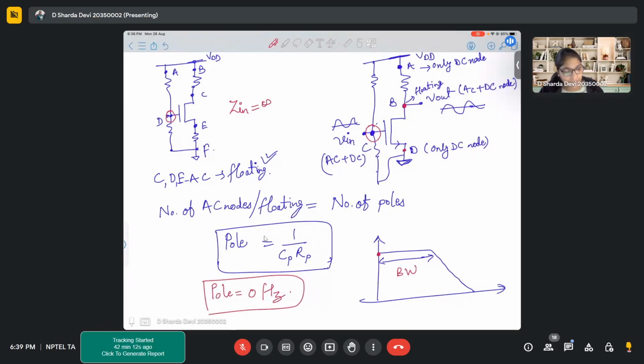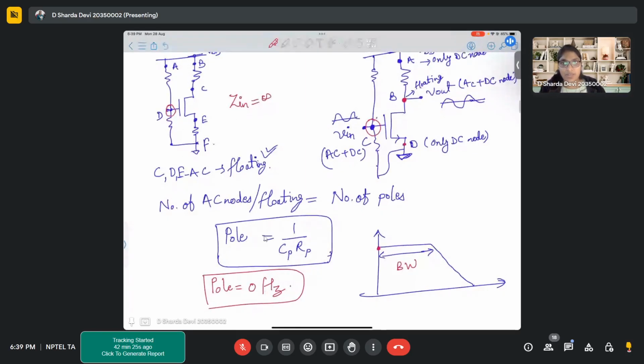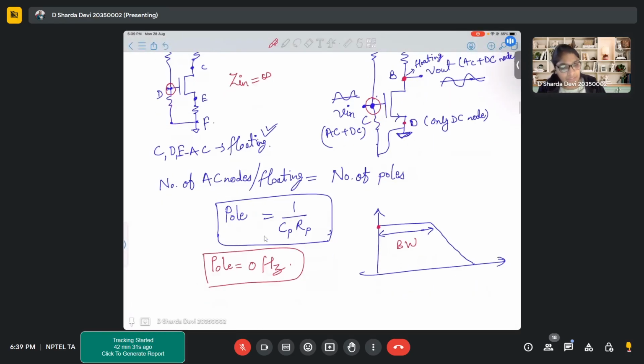Because the pole which is already present at zero cannot define bandwidth, right? Then your system doesn't have any bandwidth. So the remaining will define your bandwidth. Now, in this particular case, you have one pole which is other than your zero frequency pole. And how do you define this particular pole?